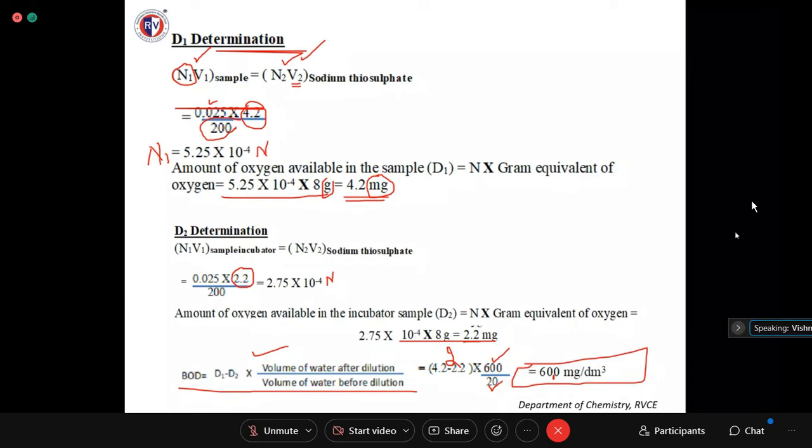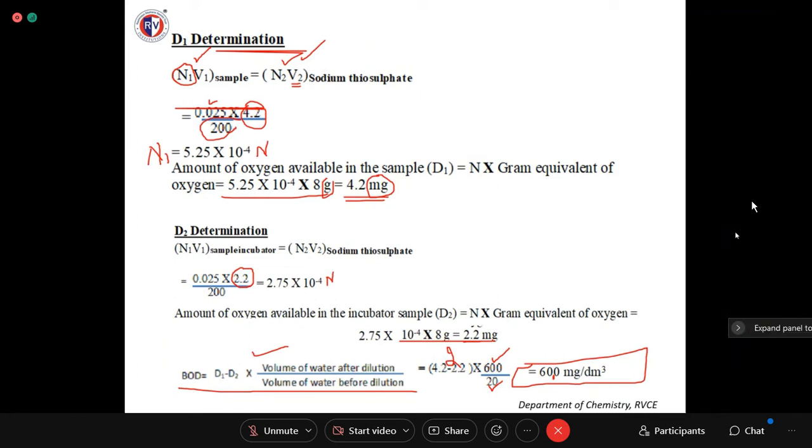Can you tell me, sir? Why do you have to multiply by the volume of water after dilution by before dilution? If you don't know, it is fine. Not a problem. I won't scold you. I don't know, sir. Okay. Next, Aniruddha.